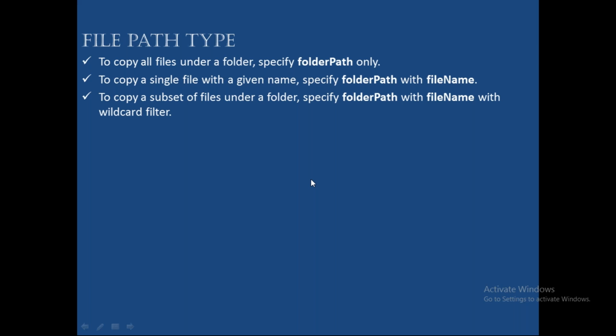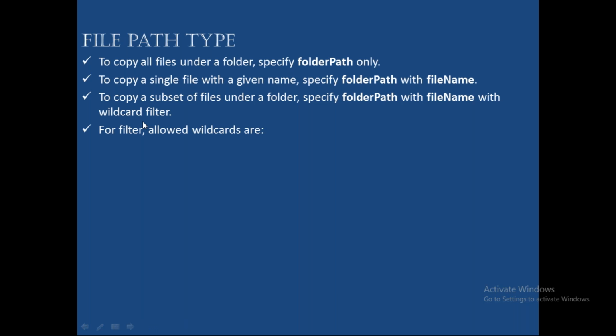That is nothing but you want to pick only sales files and load it into your target. To copy a subset of files under a folder, specify the folder path with a file name with a wildcard filter. You remember the wildcard filter we have used, star. It is going to pick all JSON files, CSV files, whatever files you have in your source folder, and load them into output. If you say star.csv, it is going to pick only CSV files. If you say star.json, it is going to pick only JSON files.